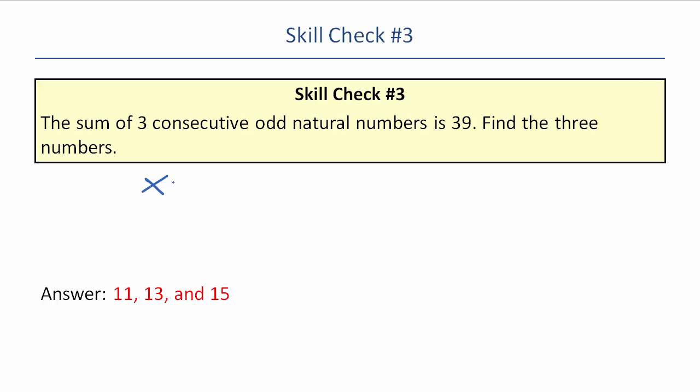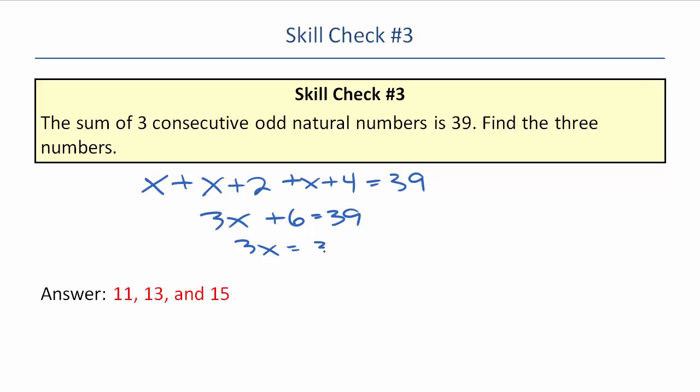If this is my first number x, then wouldn't the second number be x plus 2? Because if we have an odd number, we add another odd number to it. So 9 up to 11 is 2 more, and so on and so forth. And then the next one would be x plus 4. And that whole thing has to equal 39. And you go, well, that's 3x plus 6 equals 39. 3x equals 33, x equals 11.